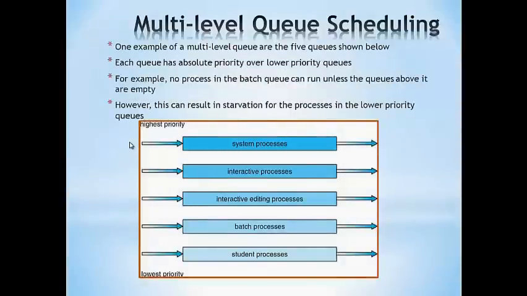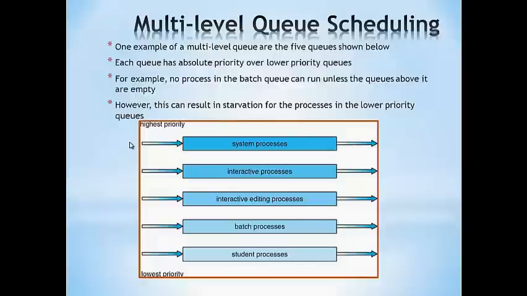Now this is a common example of multi-level queue scheduling. In the example, there are 5 different queues: system processes queue, interactive processes queue, interactive editing processes queue, batch processes queue, and stream processes queue. So a system process has more priority, and stream processes have less priority. Because of this, lower priority processes result in starvation.